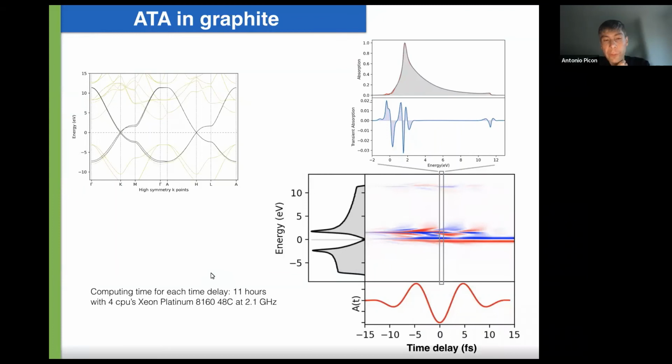type of experiments. Just to give you a rough idea, for one time delay, more or less, it takes 11 hours by using 4 CPUs with 48 cores, sorry. And this for each time delay. So we have to do several time delays, mainly 60, 80 time delays in order to get this kind of attosecond spectrum.